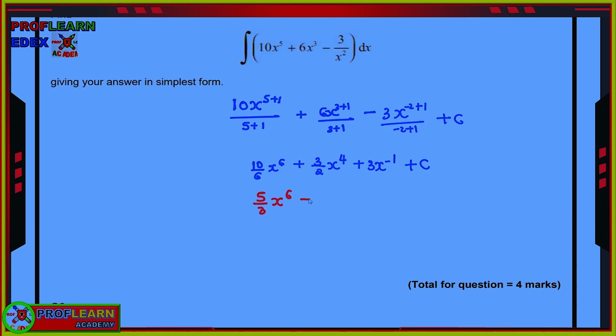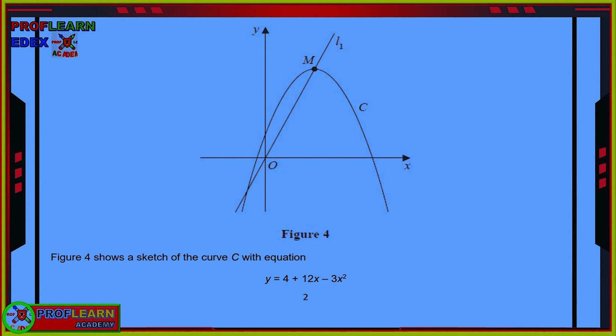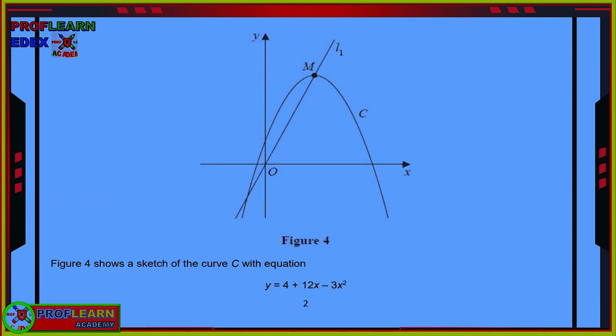The next expression we're going to look at, of course, this one we can simplify further, so that we can go to the next one. We have the figure that shows a sketch of curve C. Curve C is a quadratic, and then we have a straight line that passes through the origin and the point M. Now, that is the equation we have for the quadratic, which is y equals 4 plus 12x minus 3x squared.